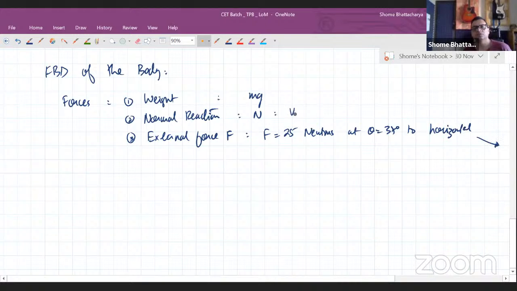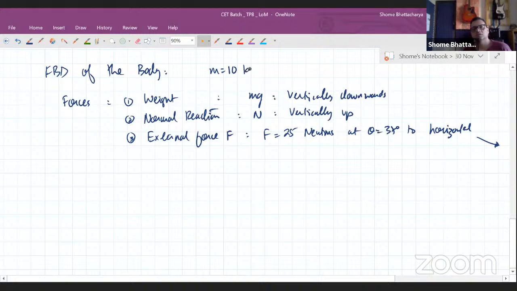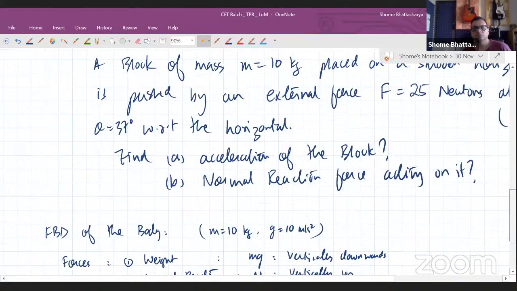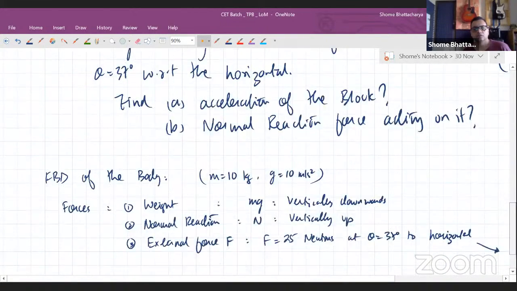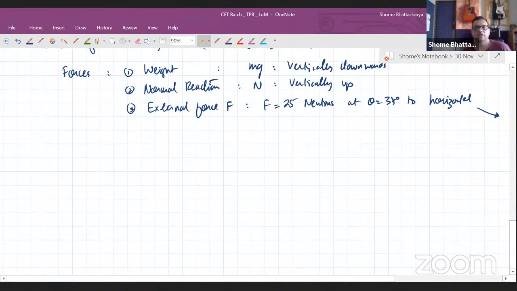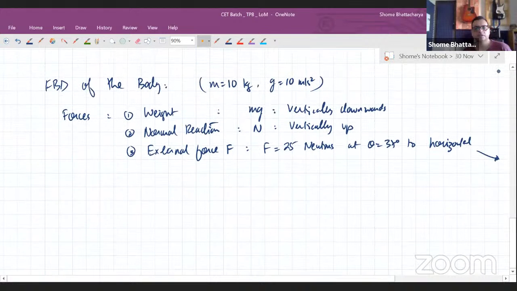This is vertically upwards, okay, and this is vertically downwards. And mass is given to us as 10 kg, and g we have to take as 10 meters per second square. So based on this information that is given to us, do one thing, all of you, make the free body diagram first. Okay, I will make it on the board next, but just as a practice, make the free body diagram so you can verify it with mine.